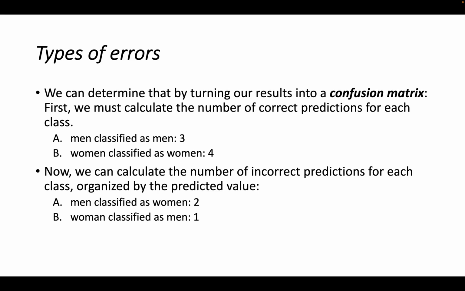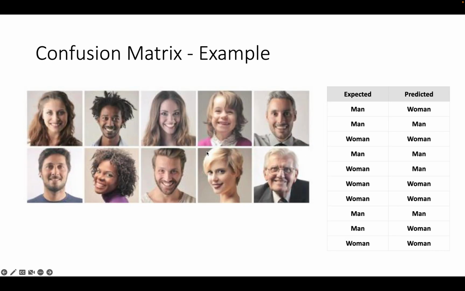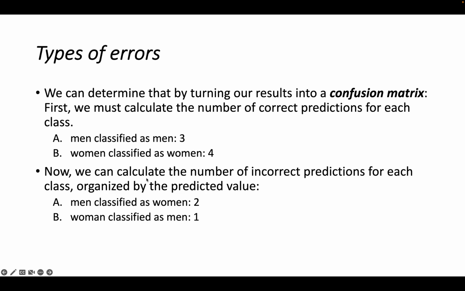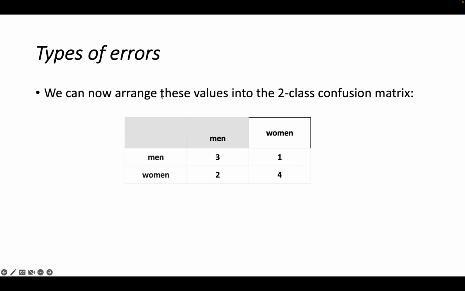Types of errors, we can determine that by turning our results into a confusion matrix. First we must calculate the number of correct predictions for each class. Men classified as men 3, women classified as women 4, that was the last in this data set. Now we can calculate the number of incorrect predictions for each class. Men classified as women 2, women classified as men 1. Now put them in the matrix.